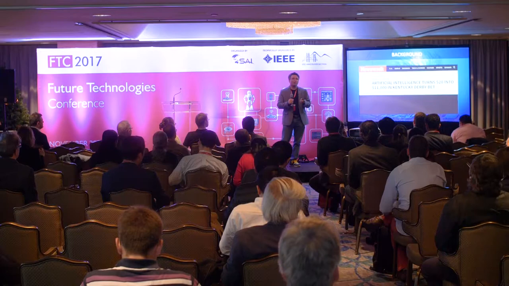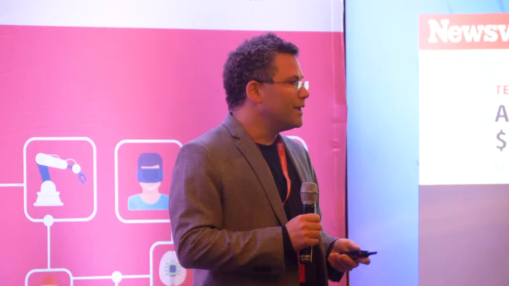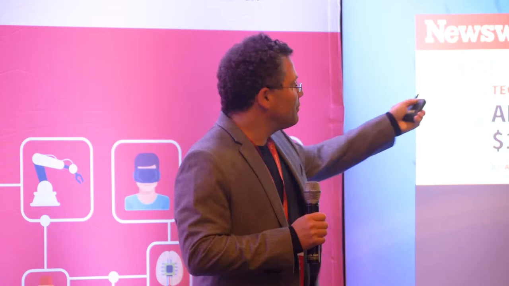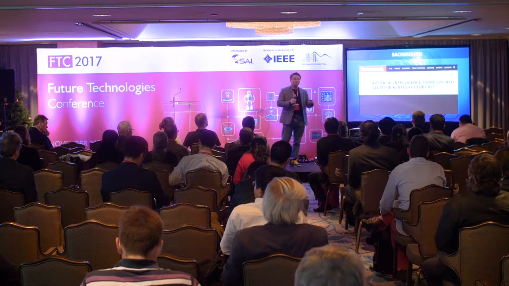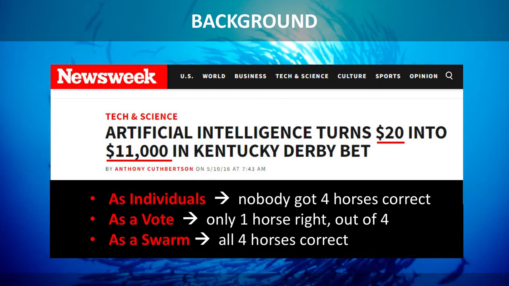And of course, there's always luck involved in anything. We do a lot of predicting sports this way, and there's always luck involved. But in this case, what's actually more interesting to us as researchers than the final result is when we look at those 20 people who came together in a swarm to make this prediction. And what was interesting here was that as individuals, not a single one of those 20 people got all four horses correct.